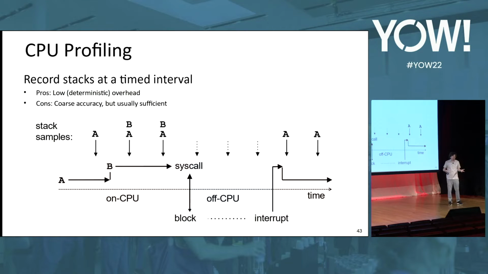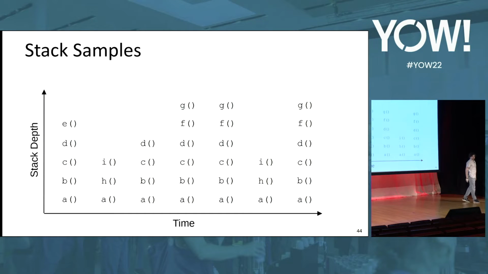Some profilers actually do a jitter, so it will add and subtract some time each time it takes a sample. CPU profiles don't see what's going on when you're off CPU, so you're blocked, unless it's a wall-time profiler. Over time, I can draw it like this. I've got stack samples. There's the stack depth on the y-axis.